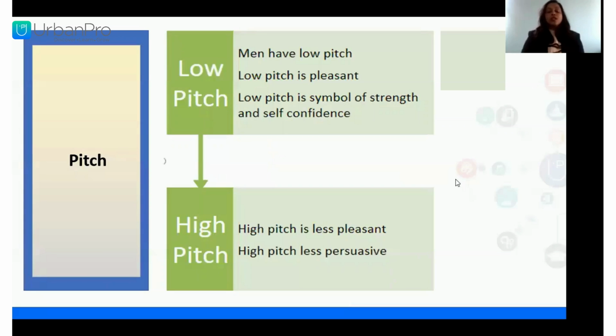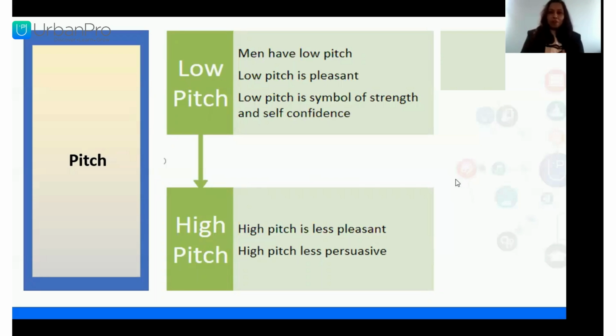Next is pitch. So there is high pitch and low pitch. God has given high pitch to women and low pitch to men. And if you have heard a few leaders or celebrities, you must have noticed that low pitch gives a pleasant experience, and men are blessed with that. Low pitch is a symbol of strength and self-confidence. So when men speak, it becomes more impressive.